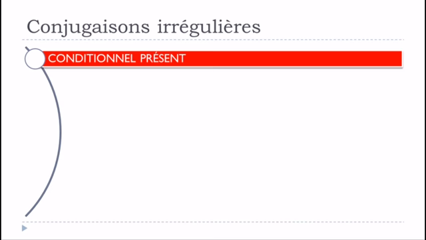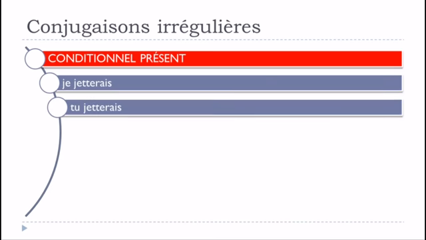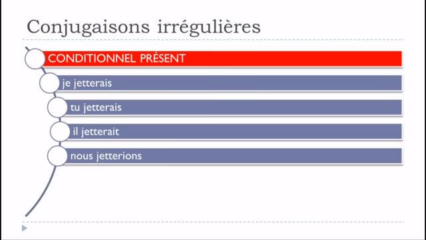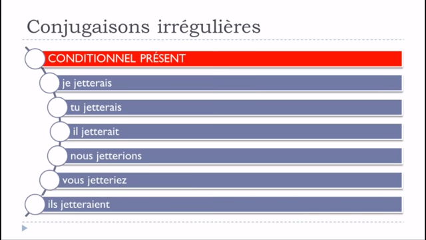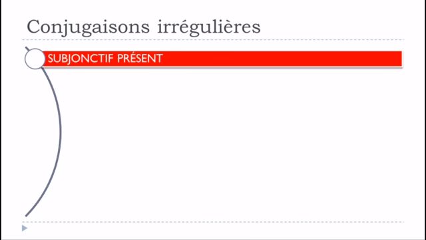And then for the conditional present form, je jetterais, tu jetterais, il jetterait, nous jetterions, vous jetteriez, ils jetteraient. Okay, so exactly the same modification, and as for the future, it will affect all the persons. So you double your T here, okay, and you get je jetterais, tu jetterais, il jetterait, nous jetterions, vous jetteriez, ils jetteraient. Okay, and let's see now how le subjonctif présent will be affected.